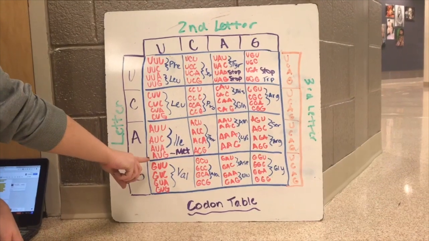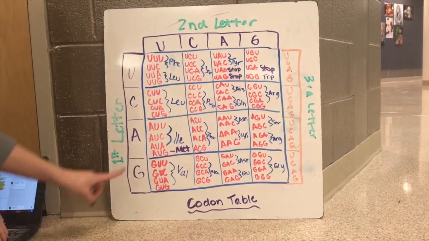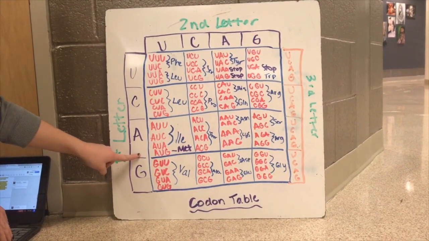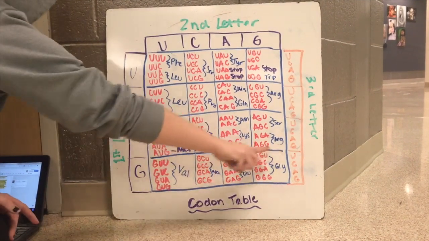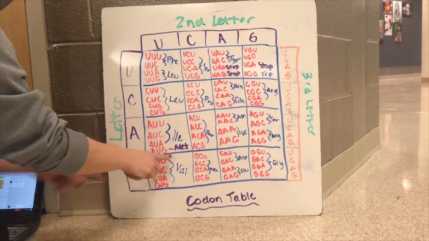If we do start codon AUG, we begin at A, go up to U, and go down to G. So we know that the start codon associates with the amino acid methionine.